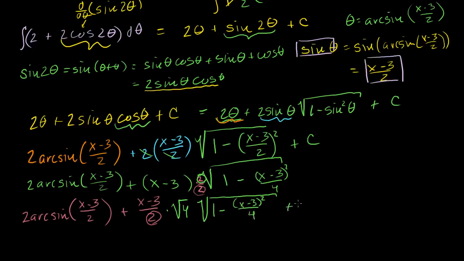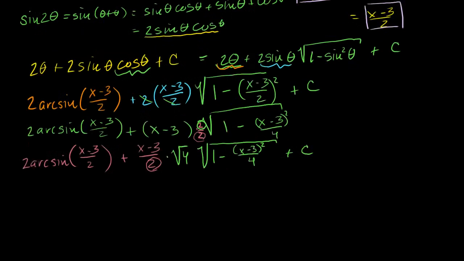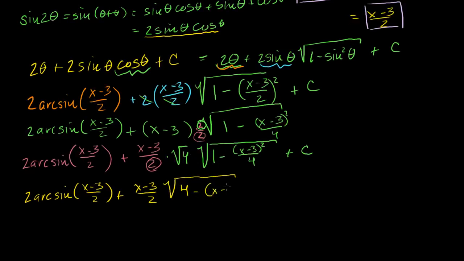I'm kind of reversing everything that I did at the beginning of this problem. And maybe I'm getting a little fixated on making this as simple as possible. But I'm so close, so let me finish. So I get 2 times the arc sine of x minus 3 over 2, which I am tired of writing, plus x minus 3 over 2. And then if we bring this 4 in, the square root of 4 times the square root of that is equal to the square root of 4 times these things. So it's 4 minus x minus 3 squared, all of that plus c. And we're at the home stretch.